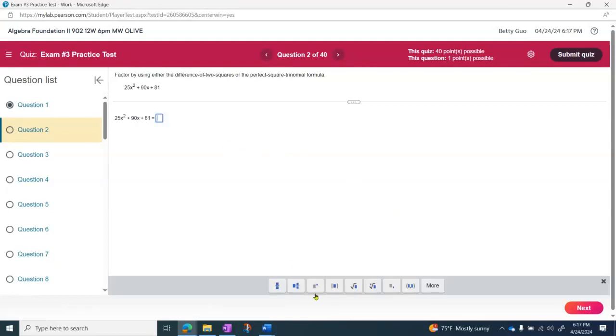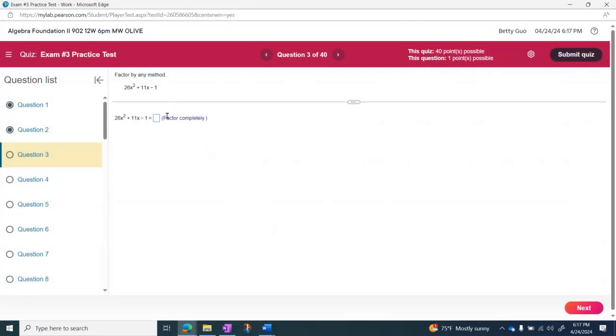Let me type the answer here. Also be very careful with typing. All that matters is what you type in a cell. In the parentheses, we have 5x plus 9. And that's it.